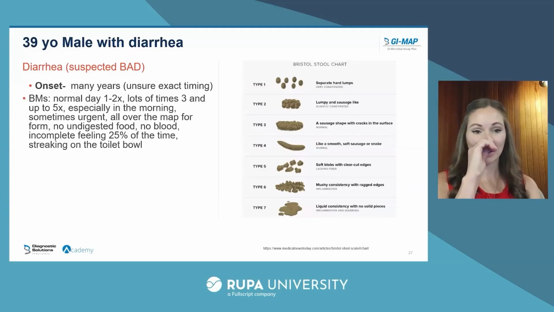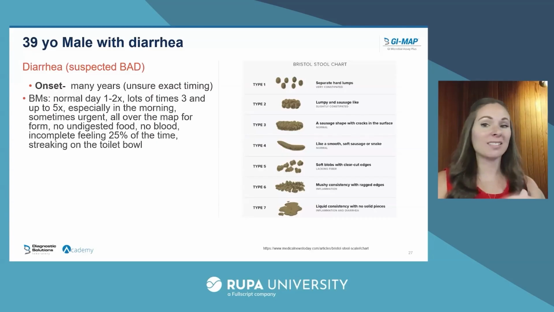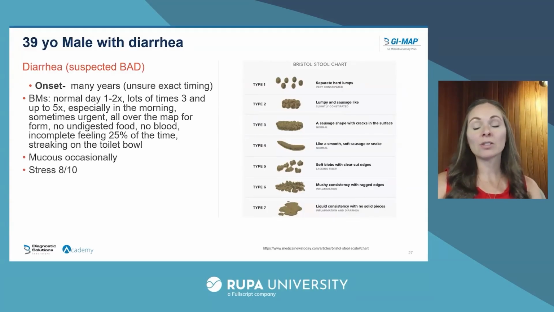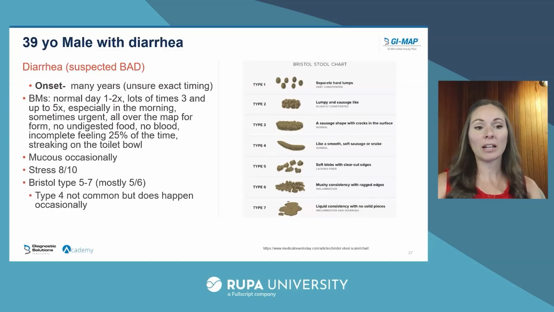And one of the big indicators for me to look at bile acid diarrhea is this streaking on the toilet bowl where it's sticky, it's not flushing down, it's sticking to the edge of that toilet paper or toilet bowl, hard to wipe, all of that. So to me, that's saying malabsorption or imbalance. Occasionally he reports mucus. Stress is really high, an 8 out of 10. This will come into play when we look at the test results. The nervous system is such a big impact on gut health and digestive output. So that's why I put that in there.